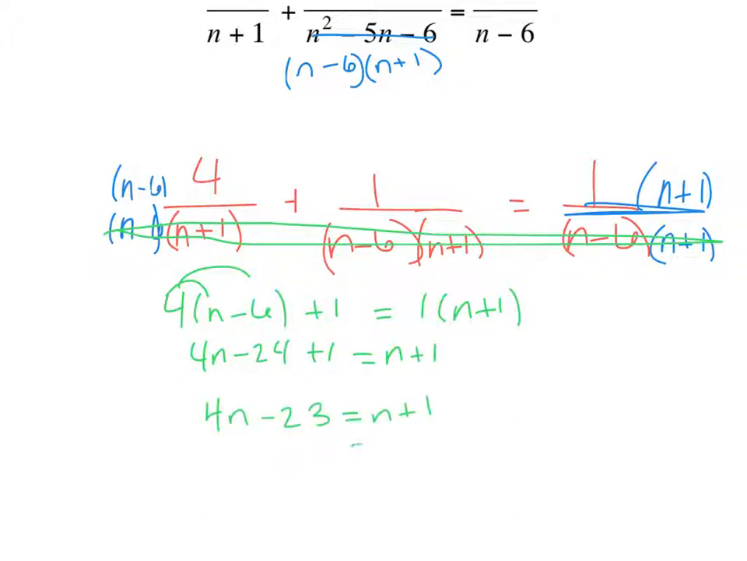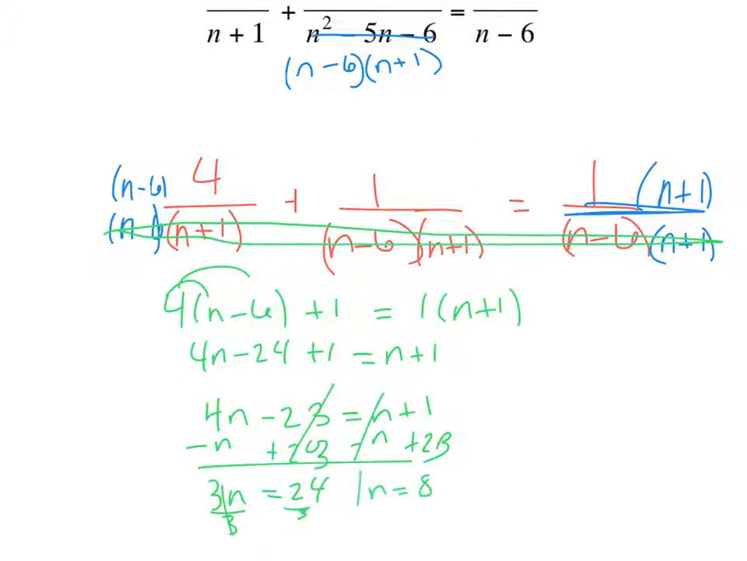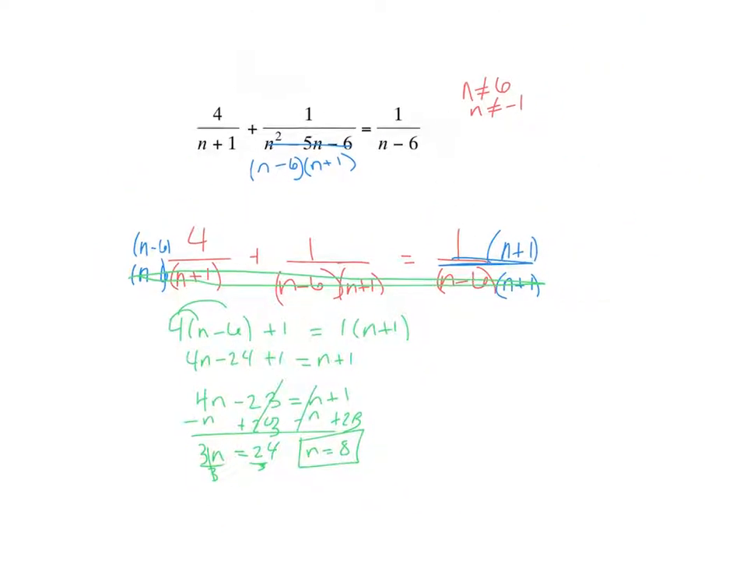I'm going to subtract the n to bring it to the 4 and get 3n, and add the 23. I end up getting 3n equals 24. Dividing by 3, I get n equals 8. And again, like I did in the first part, you should check your answers. But the biggest deal is that 8 is not equal to any of the undefined values we found in the beginning of the problem, so it is a solution.